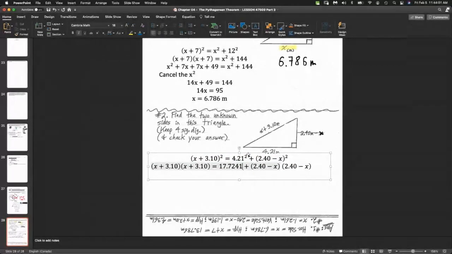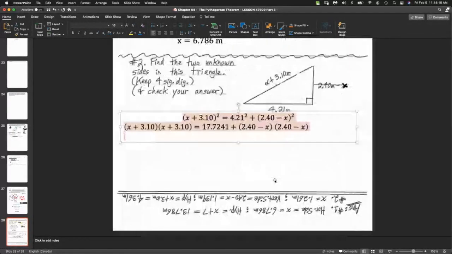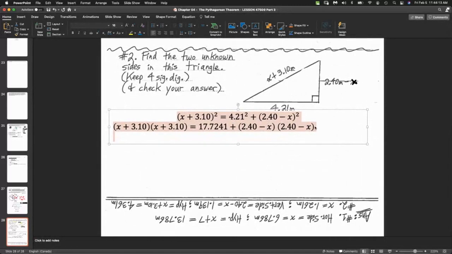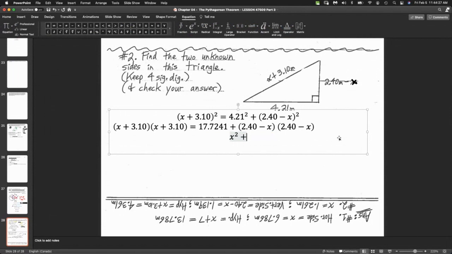So I expanded the 4.21 to get 17.7241. I'm going to keep all the decimals as necessary because I suspect that it might come in handy later. When I'm done the question, I'll line up the equal signs. It's very annoying with the equation editor that I have to do that, but that's the way it's done here. So that's x squared plus 3.10x plus 3.10x plus 9.61. So that's all of this stuff.